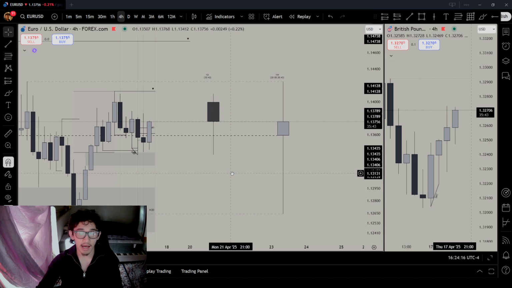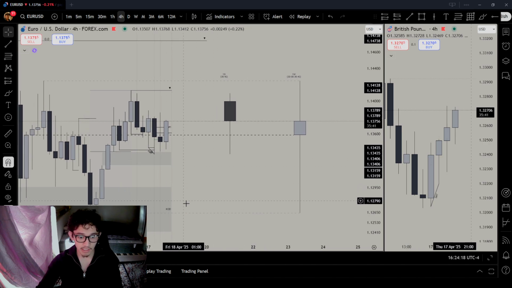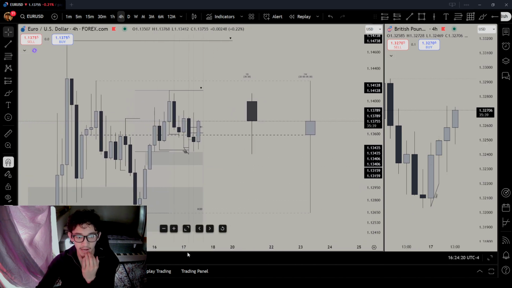And shout out to the guy Fadi for giving this indicator. Very nice, very easy to read the open high low close concept.